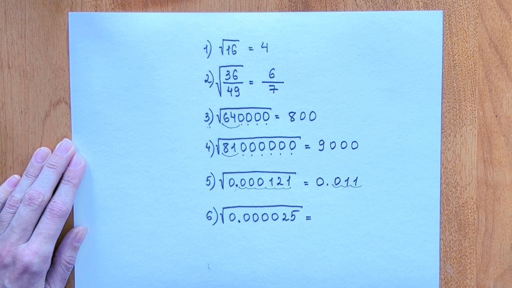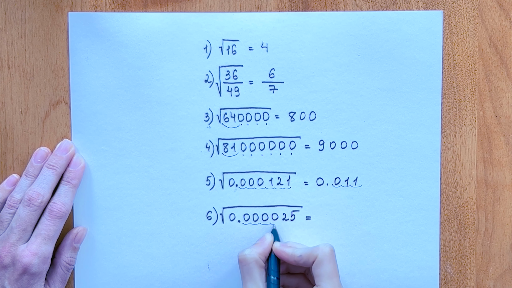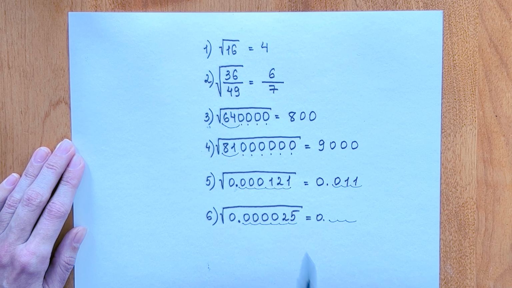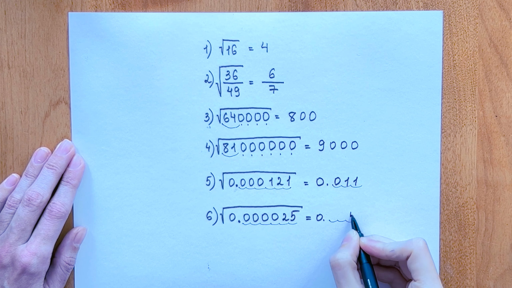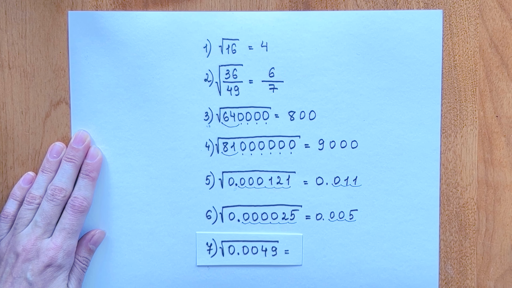To extract the root of this number, we count the number of decimal places. 1, 2, 3, 4, 5, 6. Decrease their number by half, and it leaves us 3. Then extract the root of 25, and this is 5. And fill the empty boxes with zeros. The answer is ready.